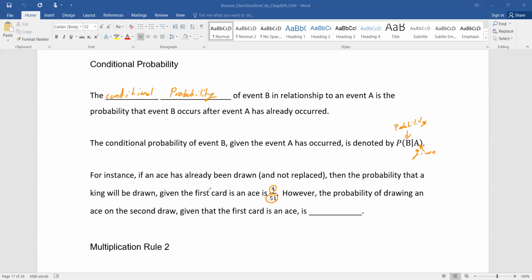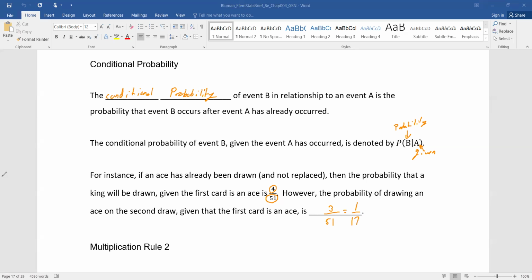So again, the fact that the first event happened affects the second event, but knowing that the first event did happen, I now can say, all right, this is my new probability. However, the probability of drawing an ace on the second draw, given that the first card is an ace: there are 4 aces, right? So if I know the first card is an ace, I know there are now 51 cards. If the first card was an ace and I want to know the probability that the second card is an ace, I now only have 3 aces to choose from, right? Which actually comes out to 1 over 17. So again, the probability of event B, given event A has happened.